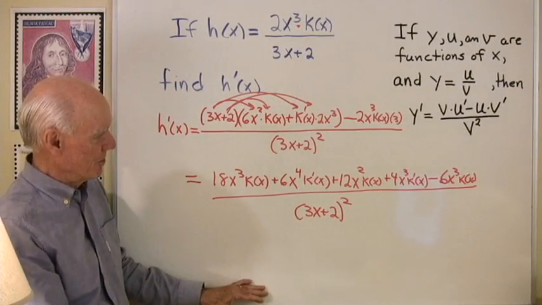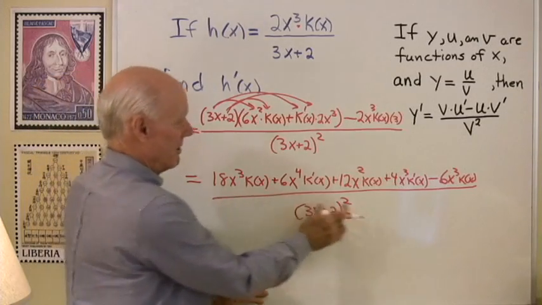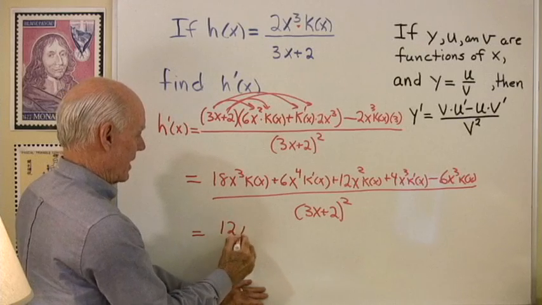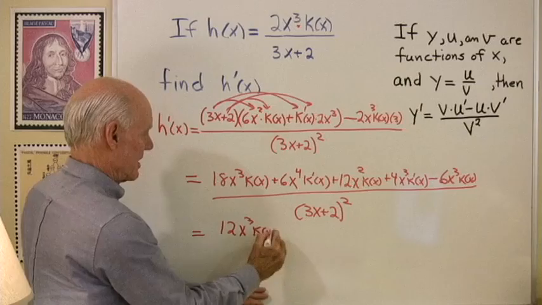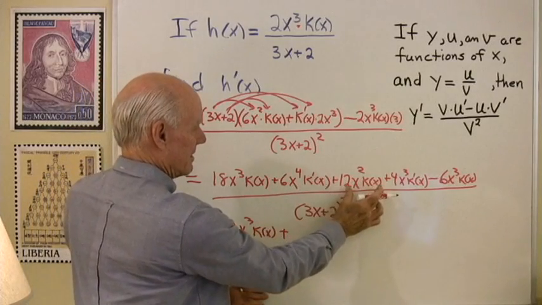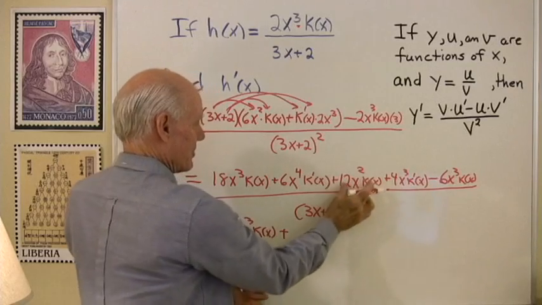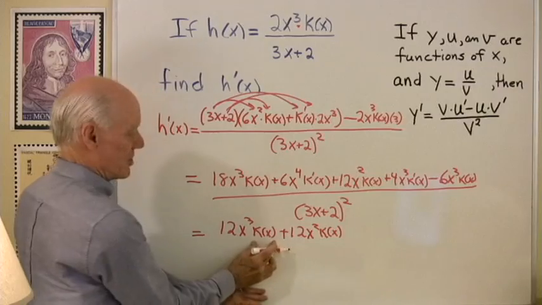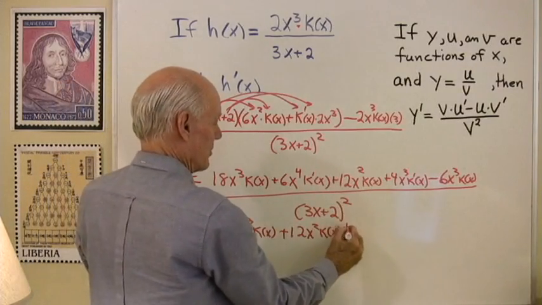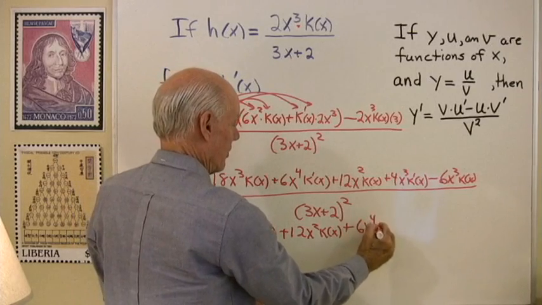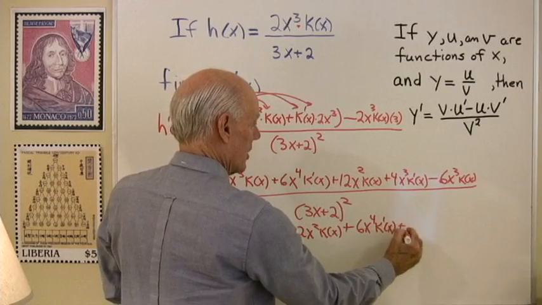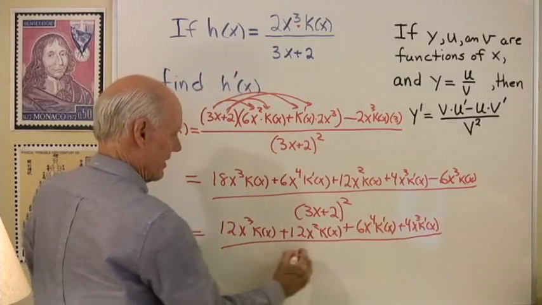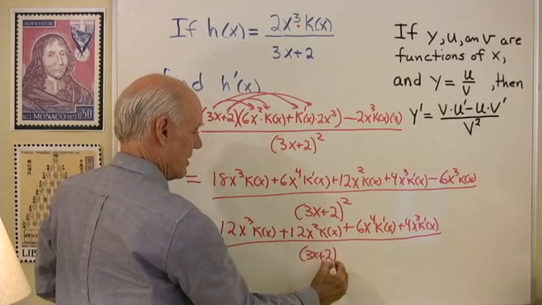So let's see, do I have any similar terms here? I have 18x cubed k of x and 6x cubed k of x, so I could combine those. 12x cubed k of x plus this, that's 12x squared k of x. So I'll get the two terms that just have k of x together, and then I'll put my two terms with k prime of x, 6x to the fourth, k prime of x, plus 4x cubed, k prime of x, and all of that is divided by 3x plus 2 quantity squared.